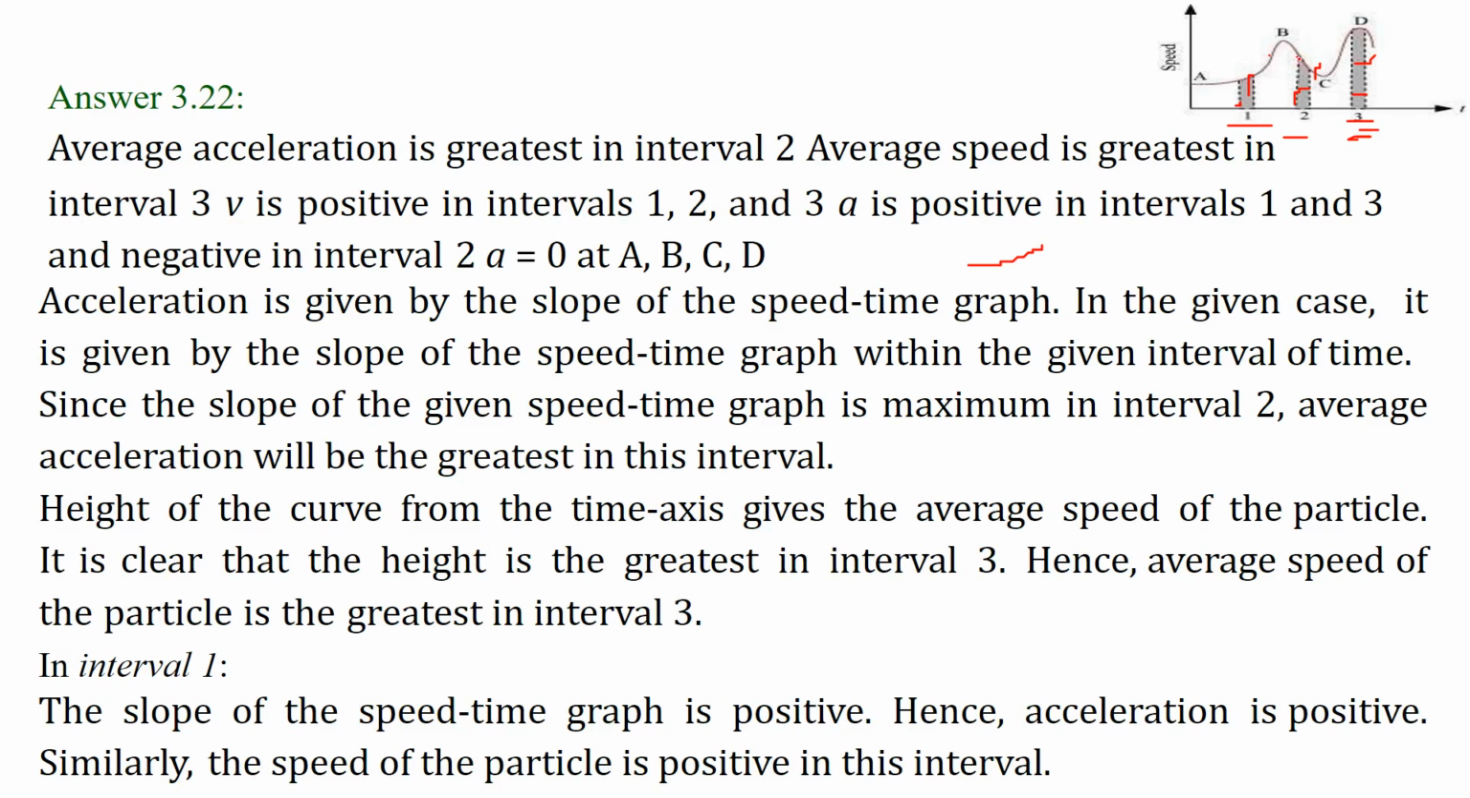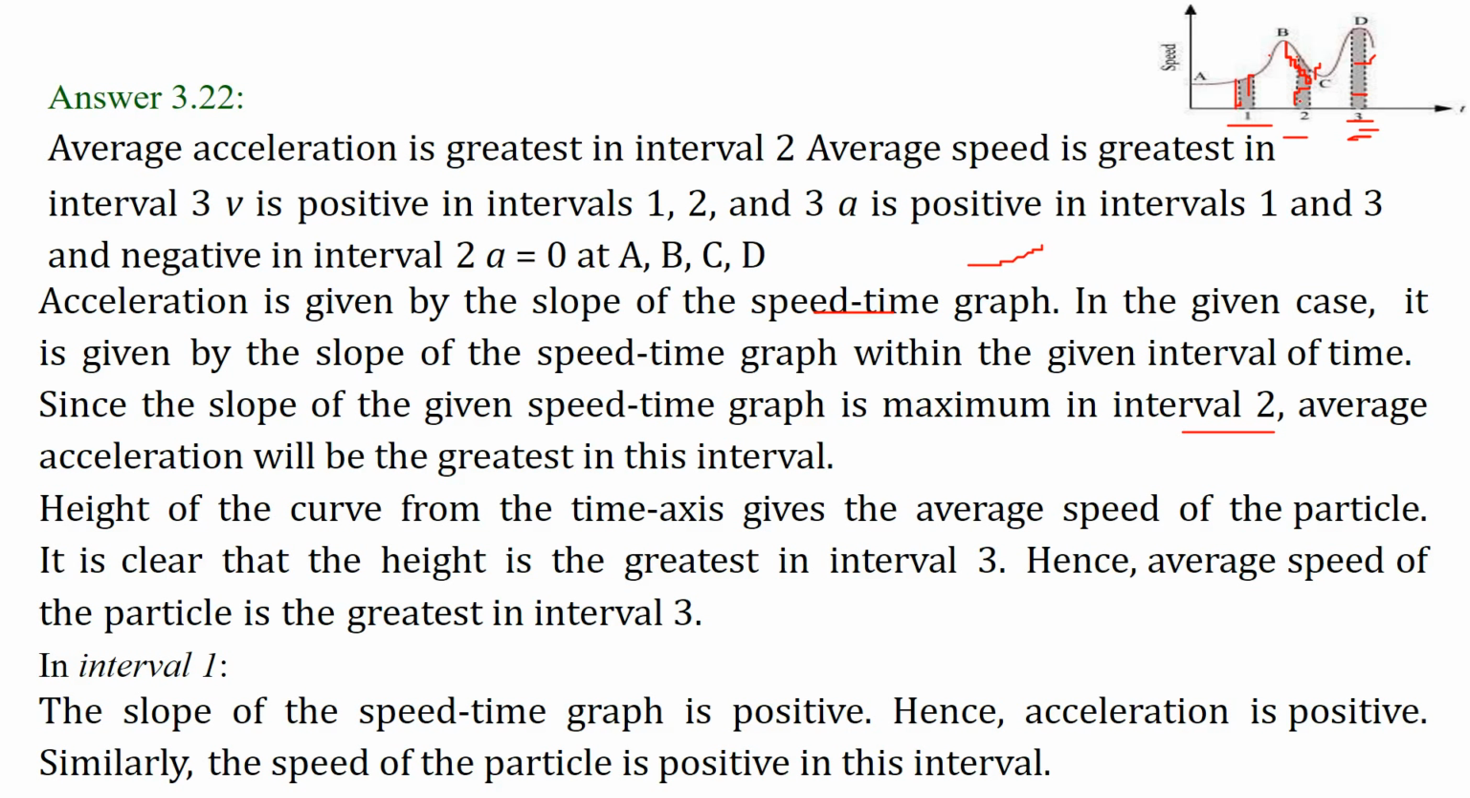You just have to find out dv by dt, that is what we find out. But let us discuss them. First, let me tell you the background. Acceleration is given by the slope of the speed-time graph within a given interval of time. That is how I told you these signs. The slope of the given speed-time graph is maximum in interval 2, so average acceleration will be greatest in this interval.